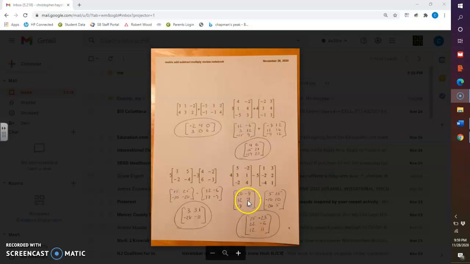20 minus 5 is 15. -8 minus 15 is -23. 12 minus a -10 is 22. 4 minus 10 is -6. -8 minus a -20 is 12, and 16 minus 5 is 11.